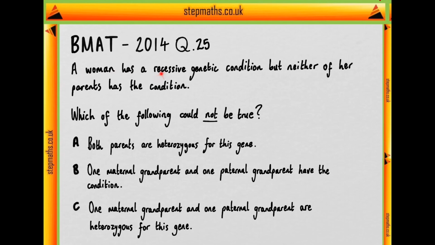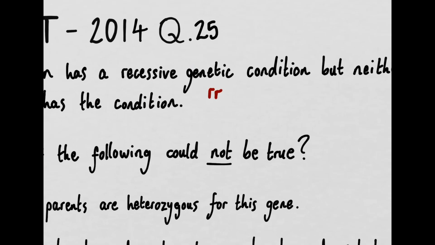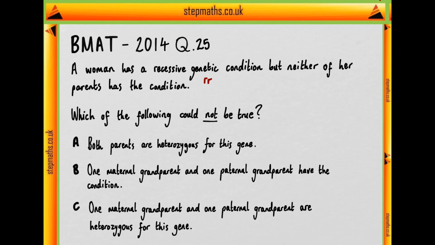So if a woman has a recessive genetic condition, we know that recessive conditions are only expressed when they're homozygous. So this woman's genotype must be homozygous recessive, which I've represented with lowercase r. And we're told that neither of her parents has the condition. However, she, being their daughter, must have received these alleles from her parents.